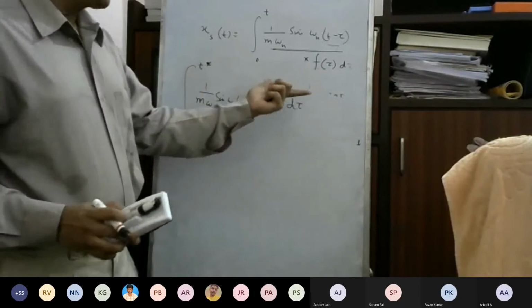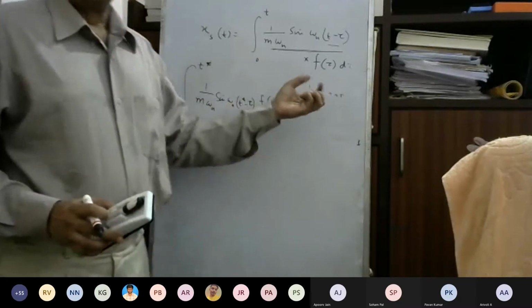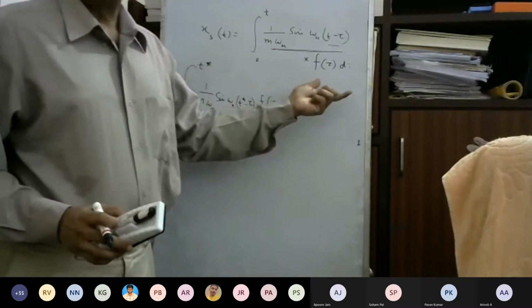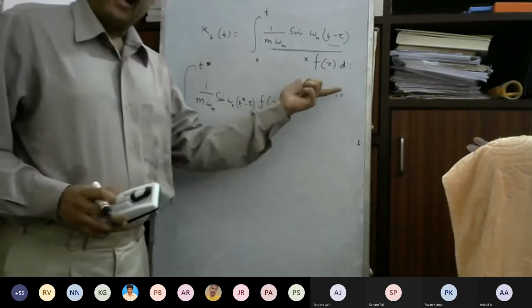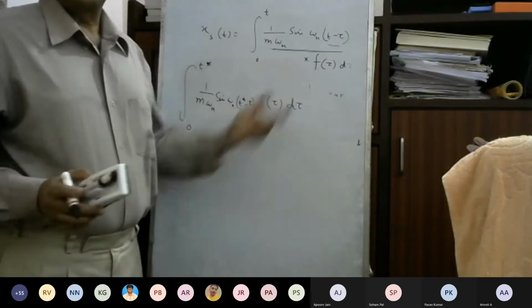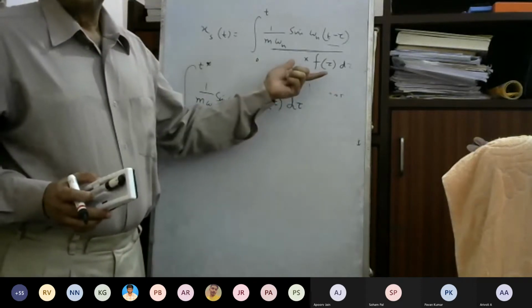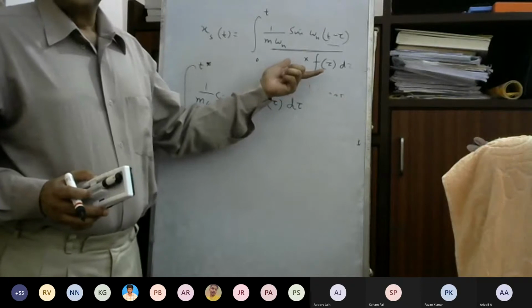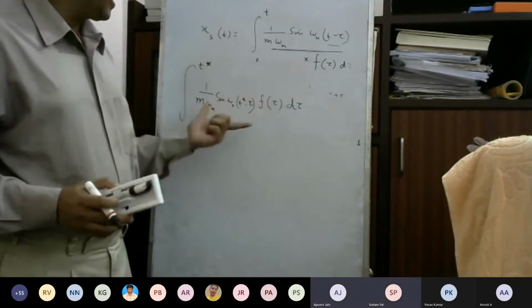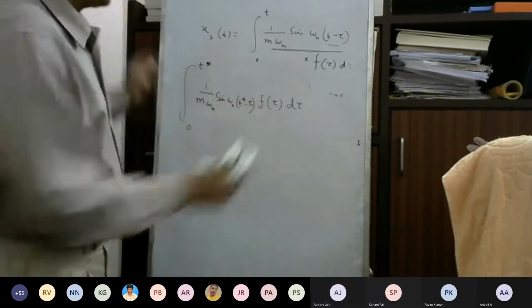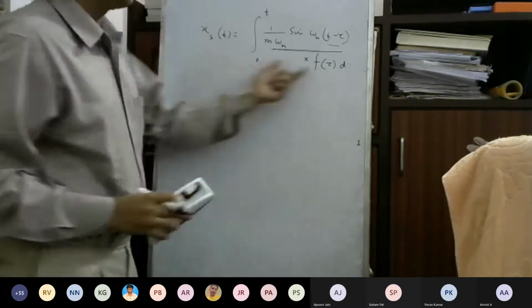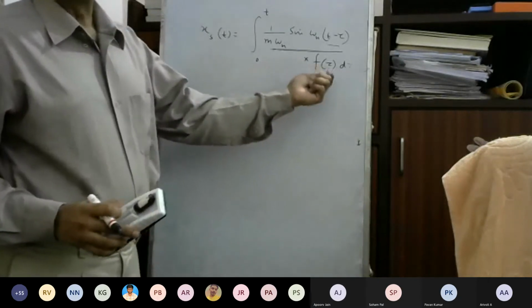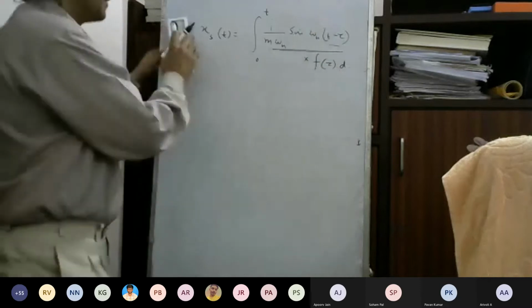I should not spend too much time on this because these are all explained in any of the textbooks, so you can just read it. But let me know whether you have at least followed the argument or not. Yes, sir. Yes, sir. Okay. So here, this is nothing but the response due to the force with zero initial condition.